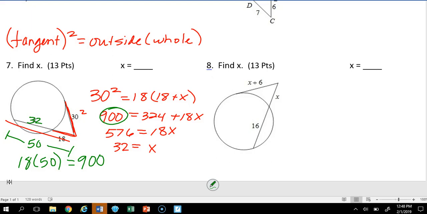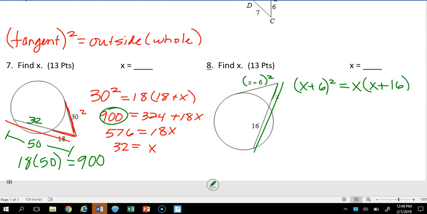All right, so number 11 is outside times whole. So again, this is a tangent. So we're going to square this, and then we're going to set that equal to the outside times the whole. So the first thing I have to do is x plus 6 squared and set that equal to the outside, which is x, times the whole, which is x plus 16.